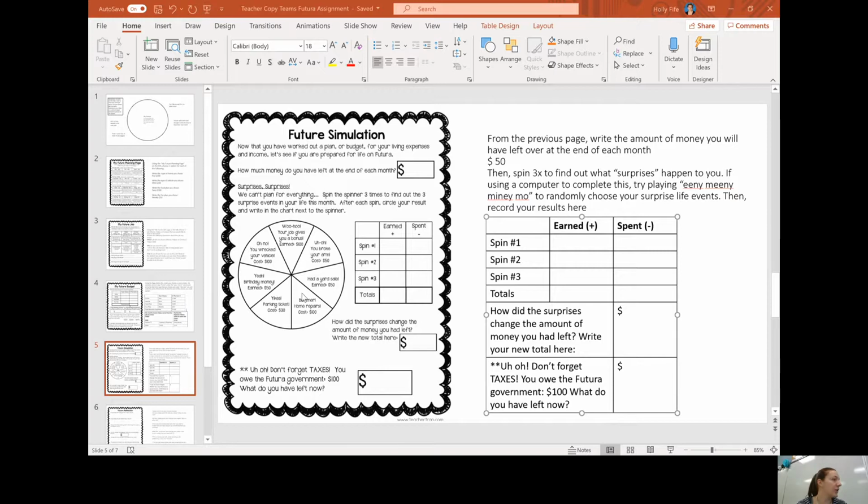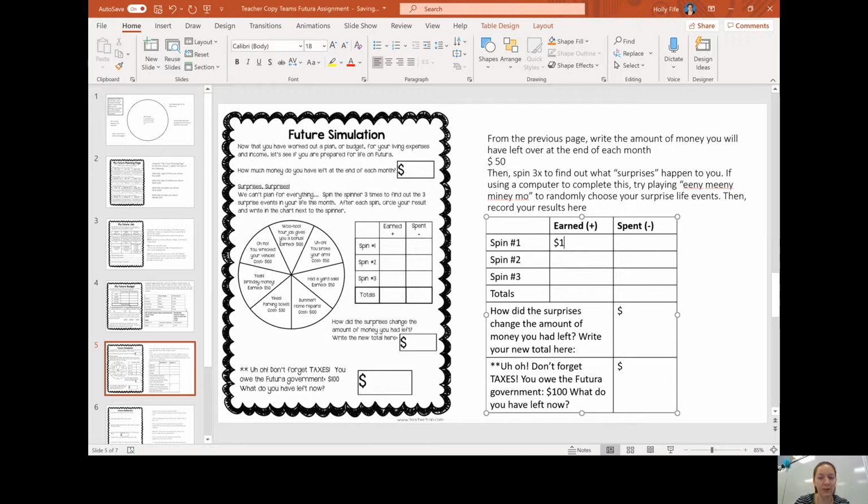So I think I'll do eeny, meeny, miny, mo because it's easier to show. Eeny, meeny, miny, mo, catch a tiger by his toe. If he hollers, let him go. Eeny, meeny, miny, mo. Okay, so it says, woohoo, your job gives you a bonus. So I earned $100. So that would be money earned. So woohoo, yay, I got an extra $100.